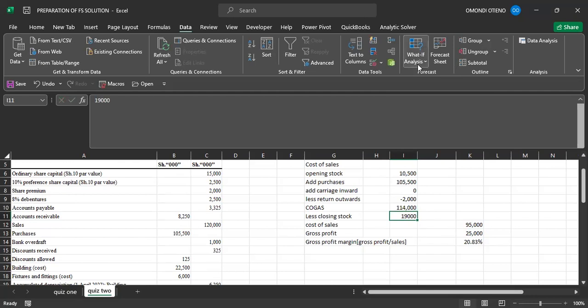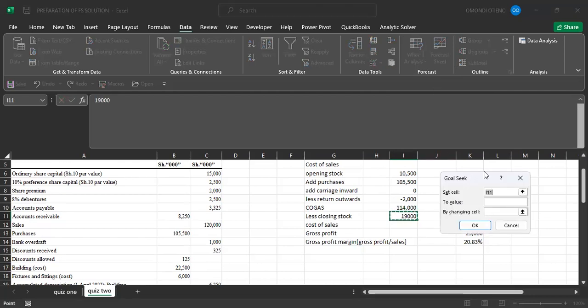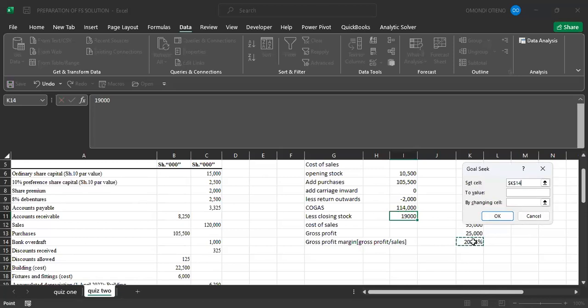So you go to what-if analysis, goal seek. I want to set my gross profit margin, which I'm sure is supposed to be 20%. So I want to set that figure to 20% or 0.2, by changing which cell? This is the figure that I don't know. Remember, you are using trial and error here. You've placed 4,000, 23, 19. So this is what I want to change to get the right figure. Then you confirm.